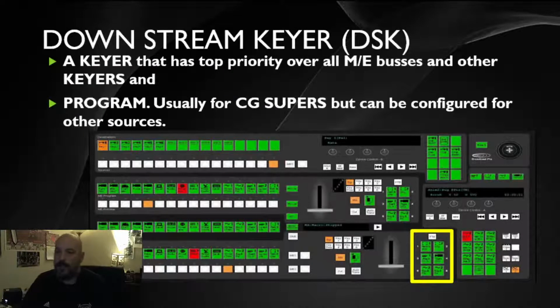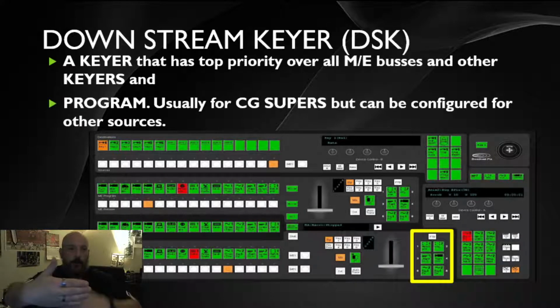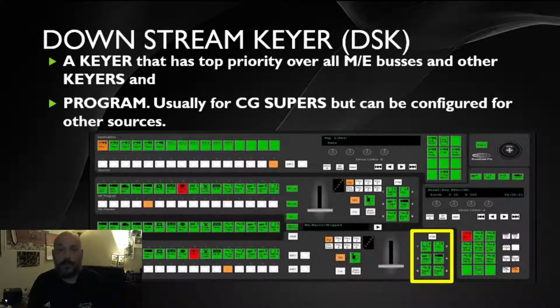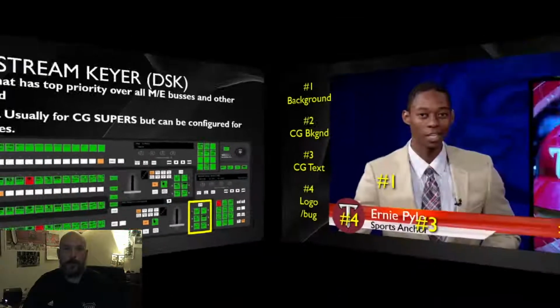Now when we're dealing with the keyers, one of the things I talked about with the ME buses is what's known as a downstream key. And this means that your different keyers are going to be one in front of the other in front of the other. So when you're setting up a layer of multiple keys, you have to make sure that they're in the proper order, or else they're not all going to be properly viewed.